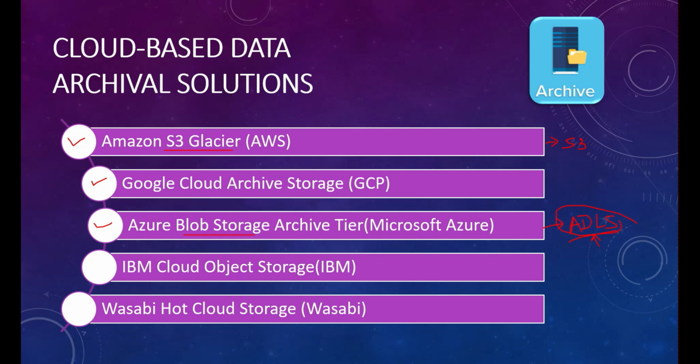You can use IBM Cloud Object Storage as well, and you can have Wasabi Hot Cloud Storage for storing all this archive data. So these are the different offerings that cloud vendors provide. The advantage of using cloud vendors is obviously that it is scalable, and in the long term it would be cost effective if you are scaling up and scaling down.